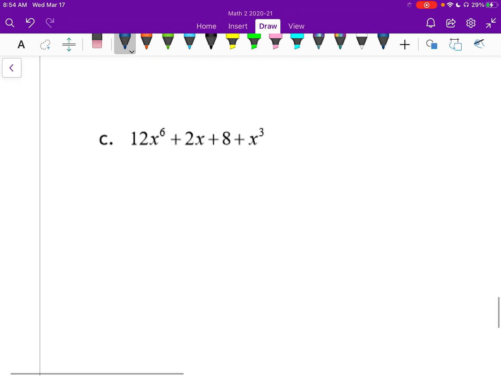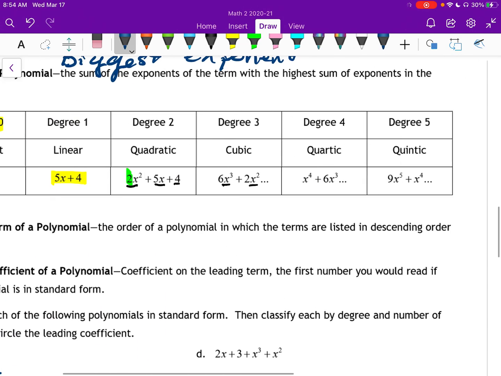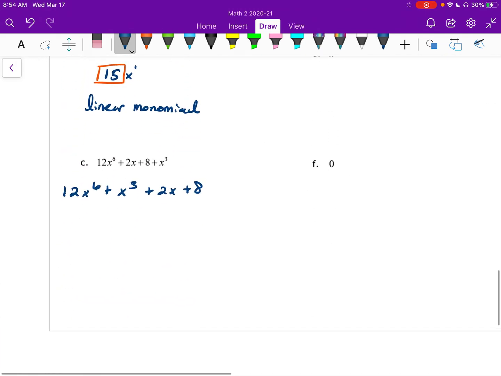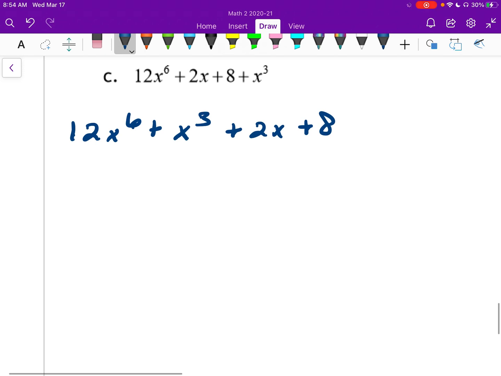All right, part C. This one's a little bit more complicated. We look at our biggest exponent first. So we'll have 12x to the 6th plus x cubed plus 2x plus 8. Right? I wrote it with the highest exponent first, the second highest next, and so on. This will be a, what is a 6? What is that word? Hope we don't have that one. Whenever you have one that's higher than 5, there are words. If you go online, there are all kinds of words there. But what we're going to do is just call this a polynomial.